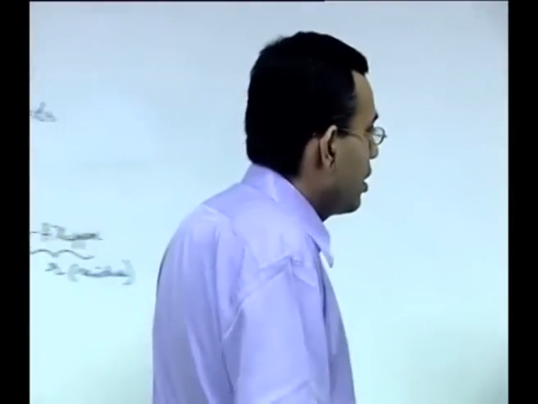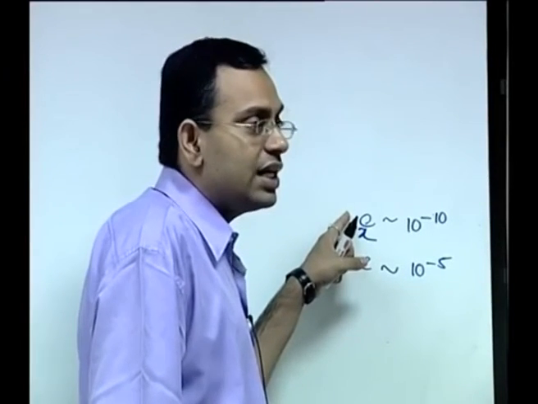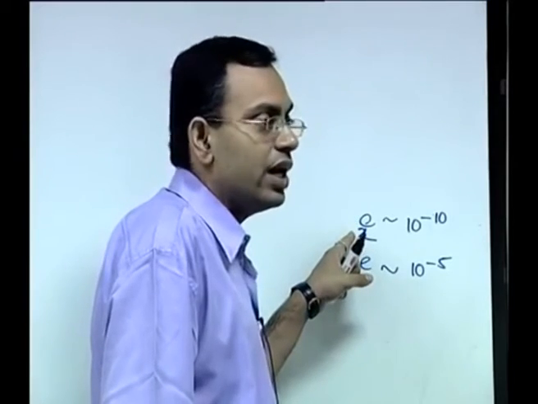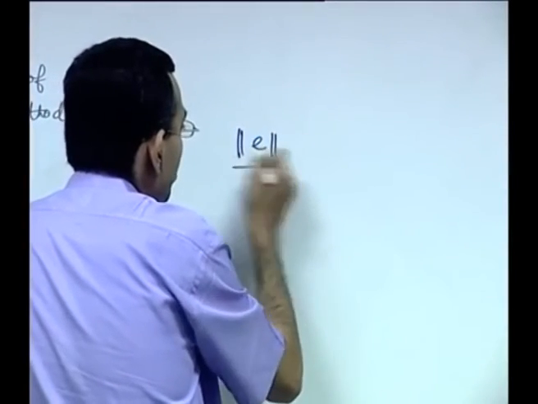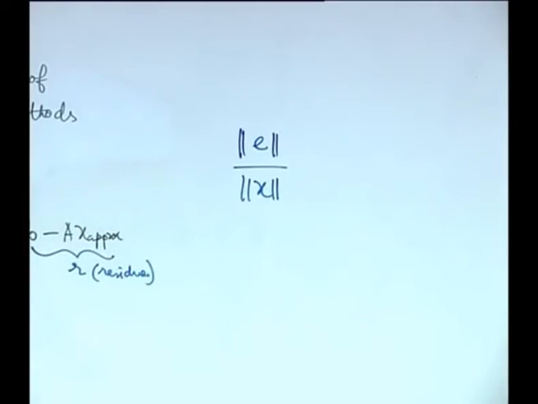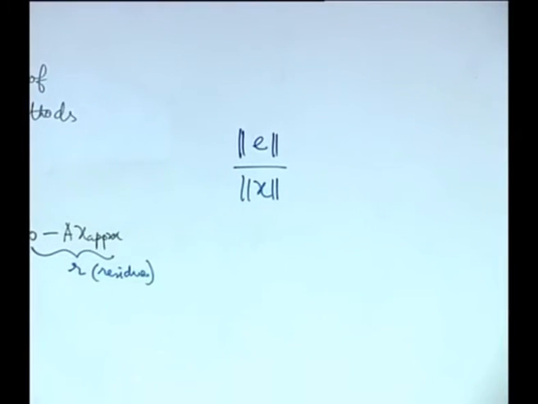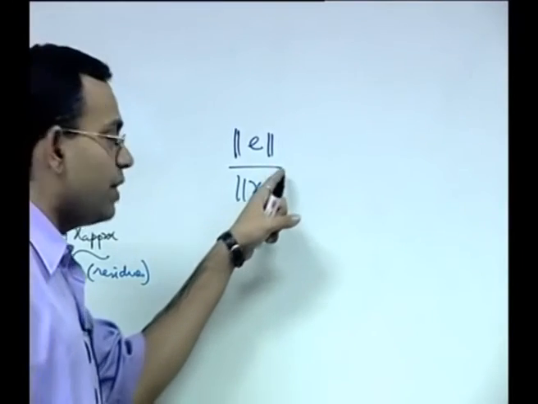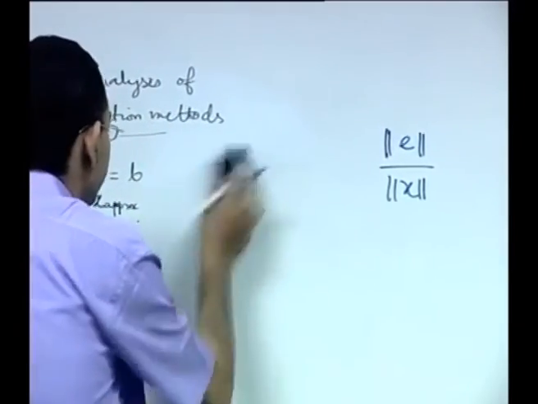So it is not e as such which is important, it is the relative magnitude of e with respect to x that is important. So our matter of interest is norm of e by norm of x. It is an indicator of the relative error. Norm is a more general quantity than the mod, so we use the norm for estimating the error. We will try to find an upper bound of this, that will be the objective of our subsequent analysis.